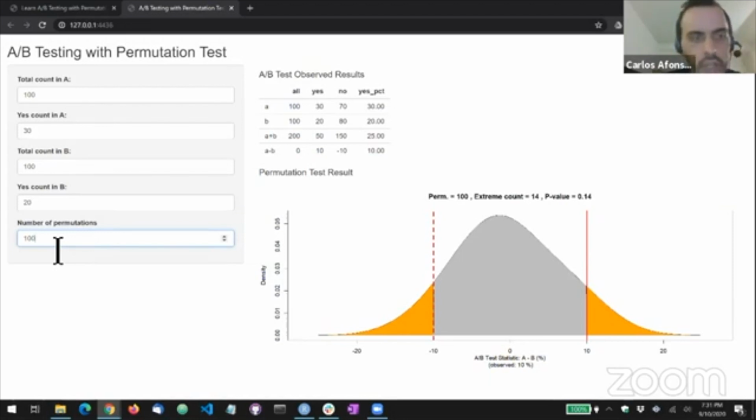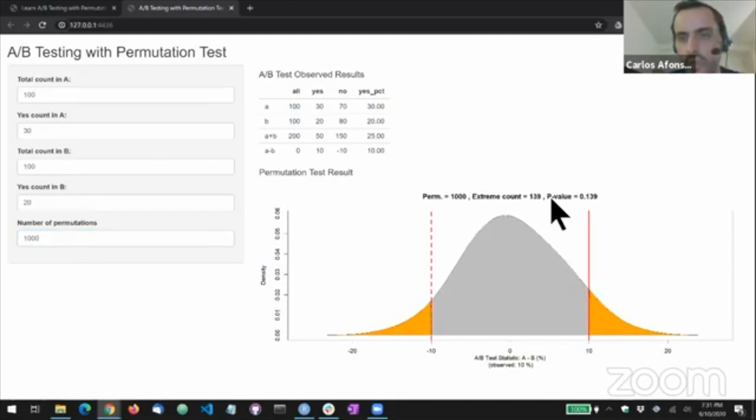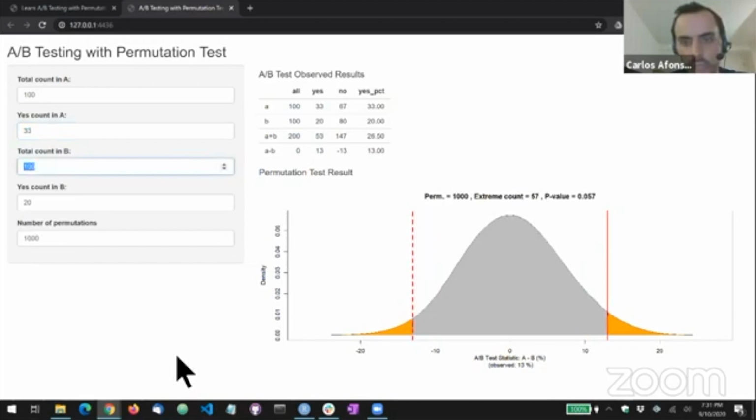So for example, imagine that instead of 100 permutations, you want to do 1,000. Change this from 100 to 1,000, and there you go, 1,000 permutations and a slightly different result. If you want to change, say, from 35 to, for example, 33, we get a different result. So this dynamically updates the results as you change the parameters of the A/B test. This is an interactive app that you could use to very quickly check if your A/B test results are statistically significant or not, by doing a permutation test. And you get here the summary results with the representation of the null model and the area representing the p-value.